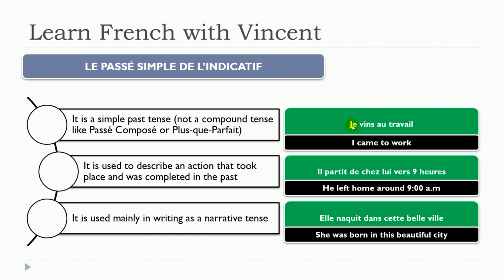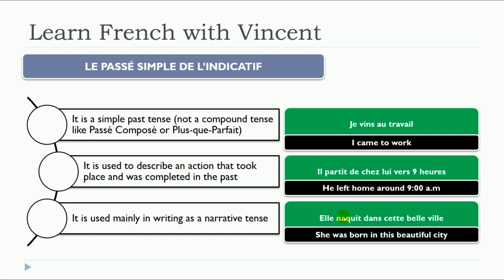So one more time, je vins au travail. As you can see here, it's one verb, so it's not a compound tense. Il partit de chez lui vers 9 heures. So now you can see that we use it and clearly it's connected to an action, an event that took place in the past, and it's always in the past now, it's not in the present.